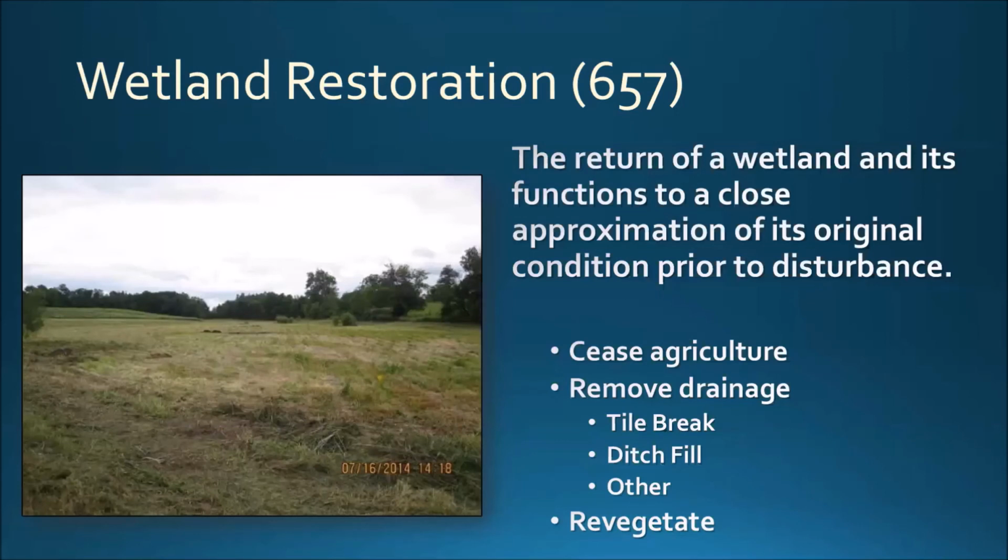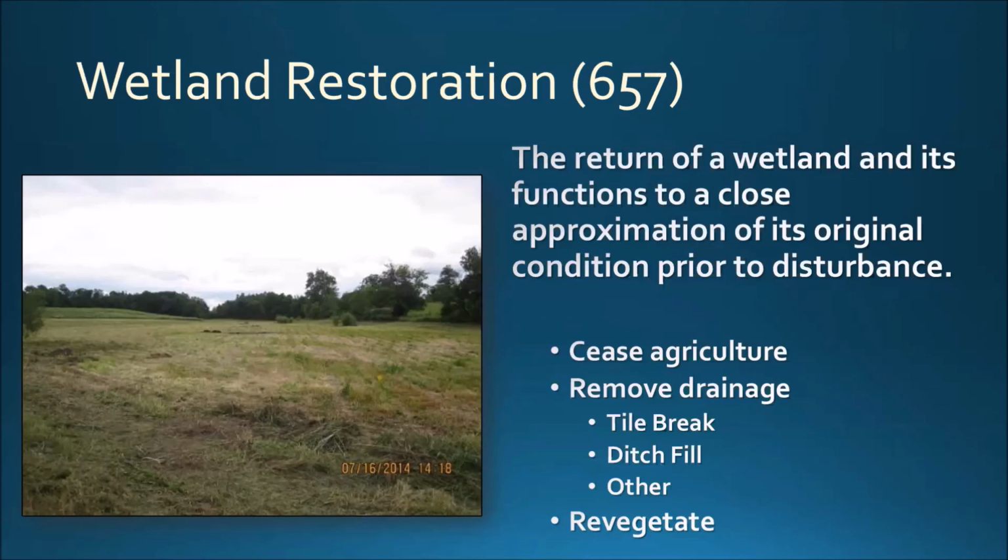Wetland restoration is the return of a wetland and its functions to a close approximation of its original condition prior to disturbance. It is the return to as close to what was historical as we can get. It often requires the destruction of man-made impacts to the wetland, such as the removal of drainage systems, the ceasing of agriculture, and the revegetating of the site.